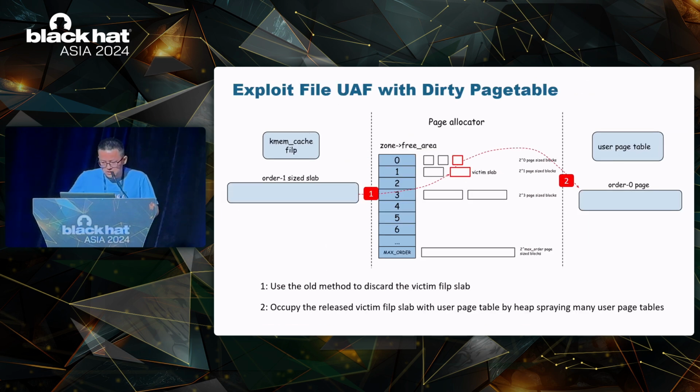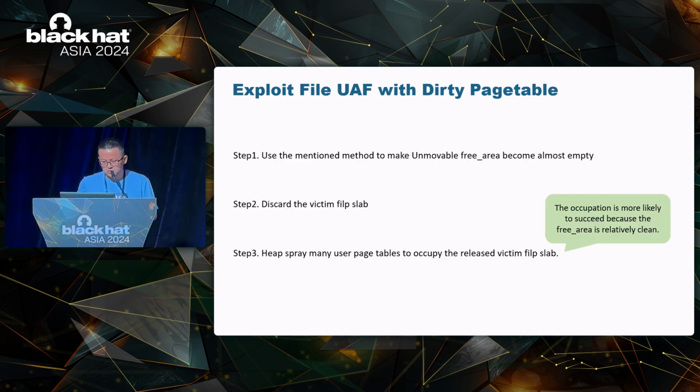After we succeed in the first stage of cross-cache, we will get a file UAF. It's time to exploit the file UAF with the dirty page table. And this time we use the old method to discard the victim file's slab and occupy the released victim file's slab with user page tables by heap spraying many user page tables. To improve the success rate of the cross-cache, we use the mentioned method to make the unmovable free area become almost empty in the first step.